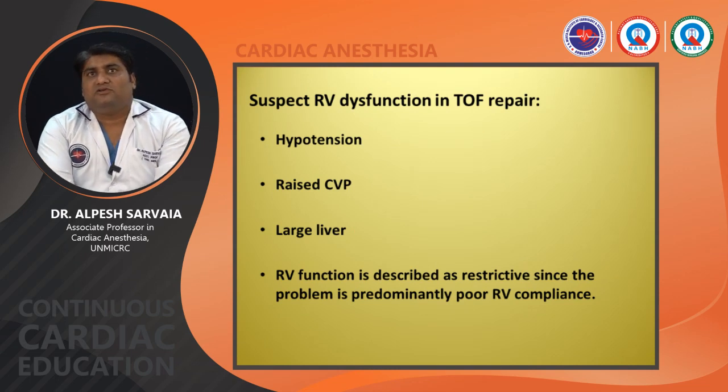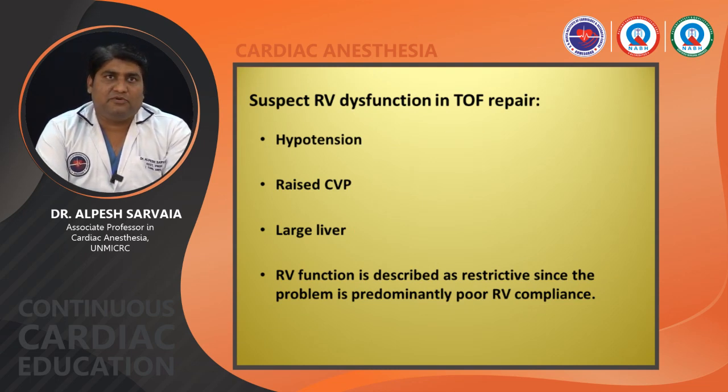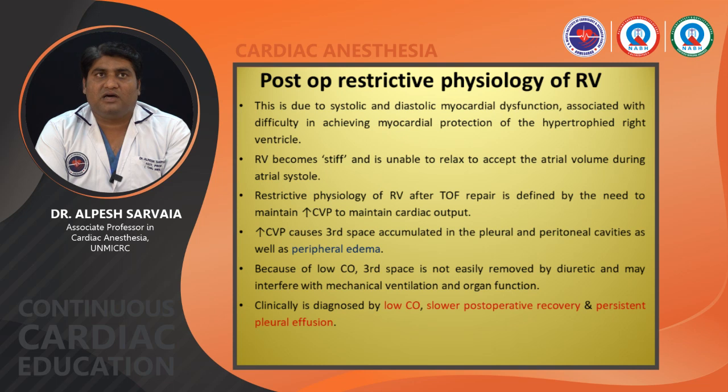Now suspect right ventricular dysfunction in TOF repair if there is hypotension, raised CVP, and a palpable liver. RV function is described as restrictive since the problem is predominantly poor RV compliance. This restrictive physiology of the RV is due mainly to systolic and diastolic myocardial dysfunction, associated with difficulty in achieving myocardial protection of the hypertrophied right ventricle. The RV becomes stiff and unable to relax to accept the large atrial volume during atrial systole.